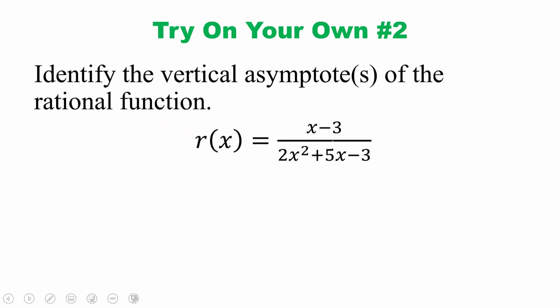The second try on your own for this lesson is to identify the vertical asymptote or asymptotes of the rational function r of x equals x minus 3 over 2x squared plus 5x minus 3.